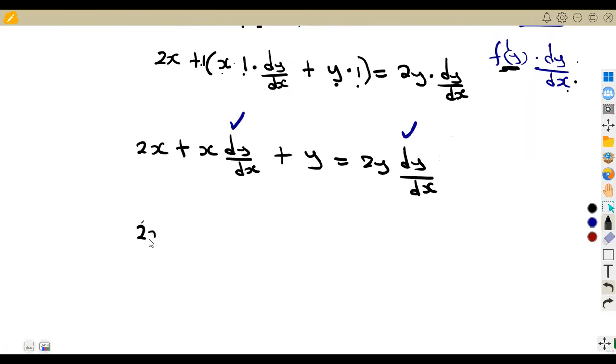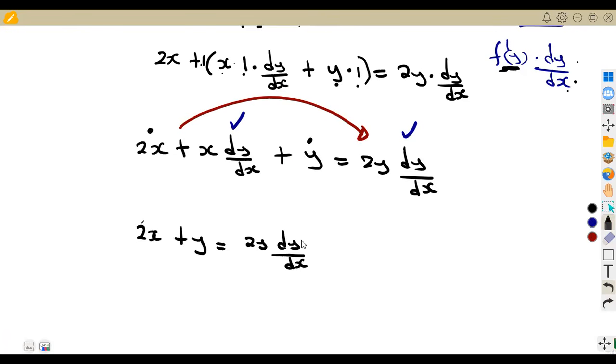I was going to remain with the 2x on this side and this plus y, okay, which is equal to, I have transposed this to the other side of my equation. So it's going to be a negative there. So already we are having 2y dy/dx. We transpose this to the other side. It becomes a negative since it was a positive here. So it's going to be x dy/dx. What's the purpose of collecting these terms together? So that we can factor out the common term, which is dy/dx.